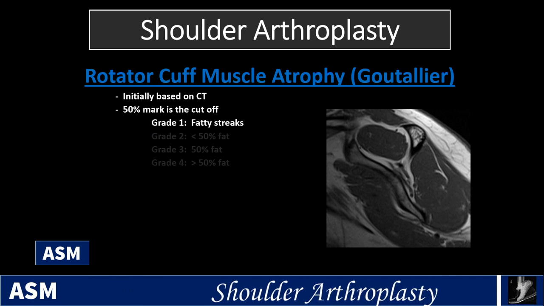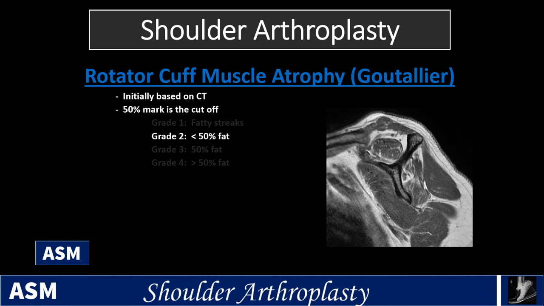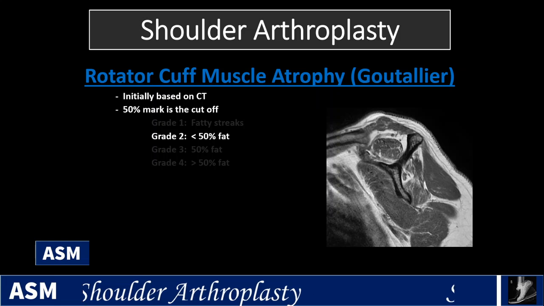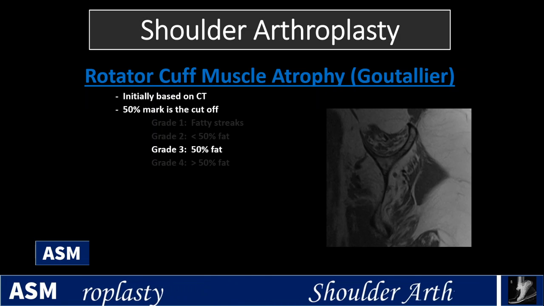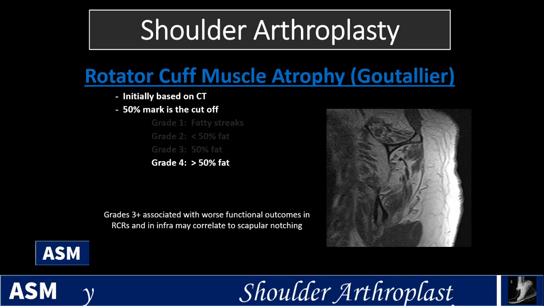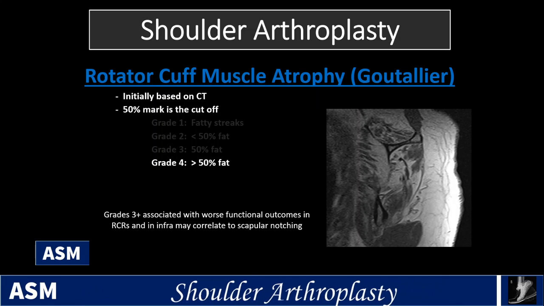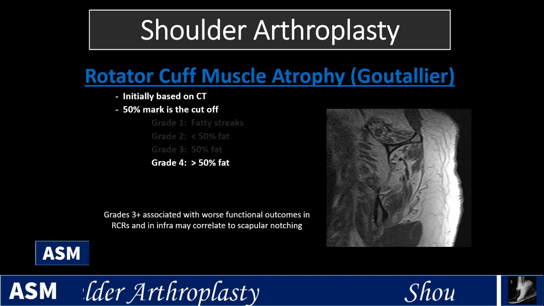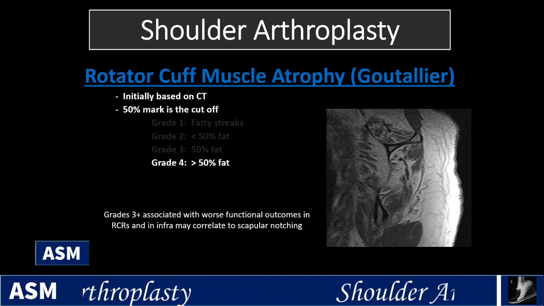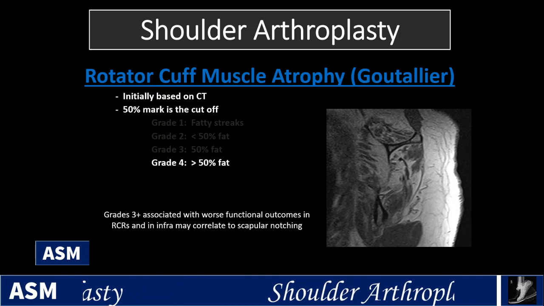Some fatty streaks would be a grade 1. Fat infiltration less than 50% would be a grade 2. At 50% would be grade 3, and greater than 50% would be a 4. Grades 3 and 4 are associated with worse functional outcomes with rotator cuff repairs, and in infraspinatus muscle may correspond to scapular notching.